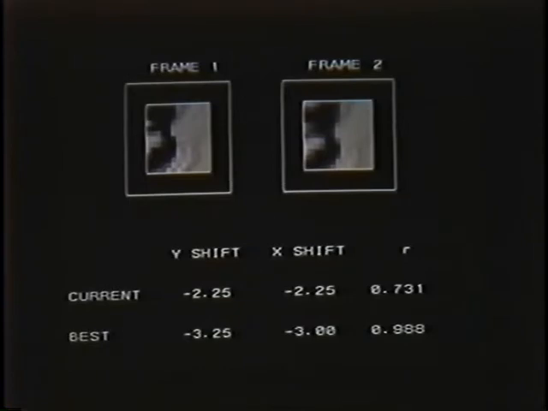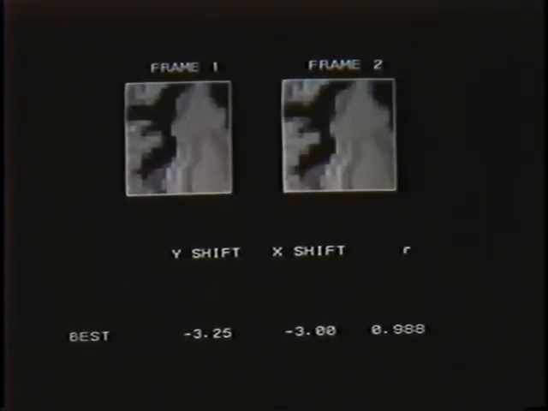In step 1, we estimated that the frame on the right was originally shifted 3 pixels down and 3 pixels to the right from the image on the left. With step 2, we can now improve our estimates to -3.25 and -3.00 respectively.